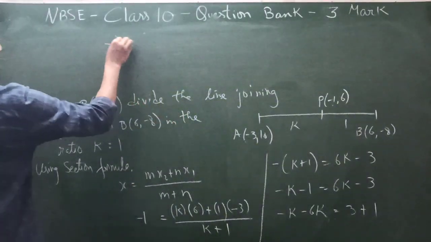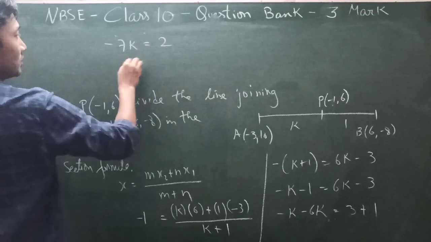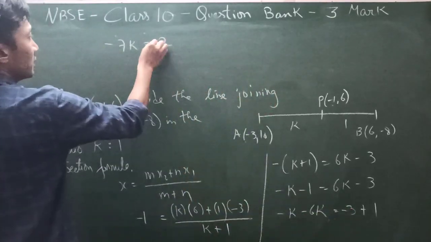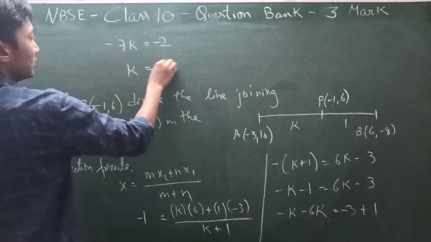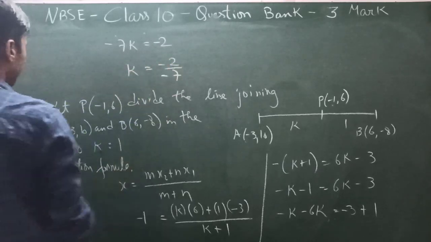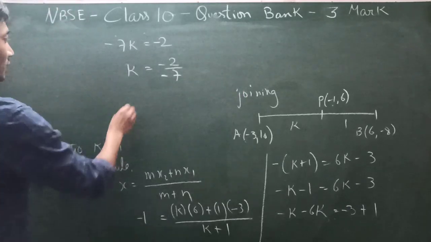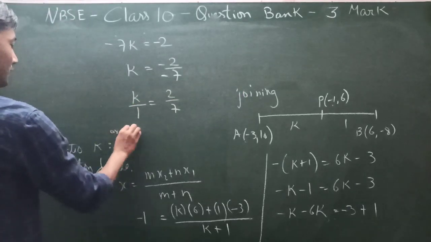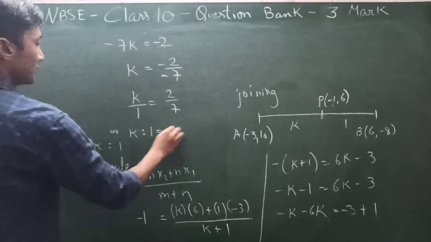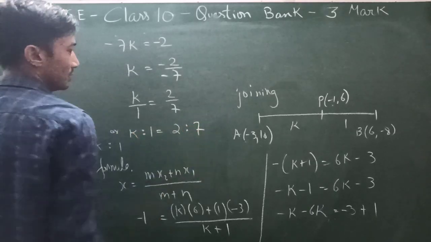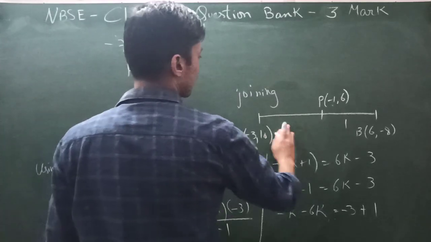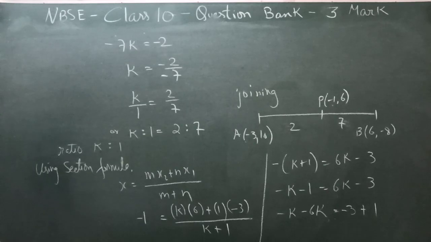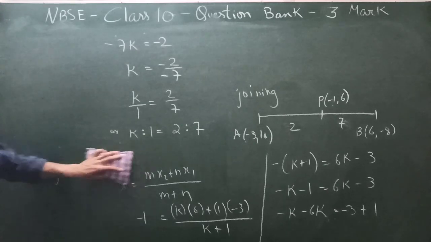So that will be minus 7k is equal to 2 minus 3 plus 1. So that's minus 2. So k is equal to minus 2 by minus 7. In other words, k by 1 is equal to 2 by 7, or the ratio k is to 1 is nothing but 2 is to 7. That means the point P divides the line joining AB into 2 parts and 7 parts, the line AB, 2 is to 7. Okay?